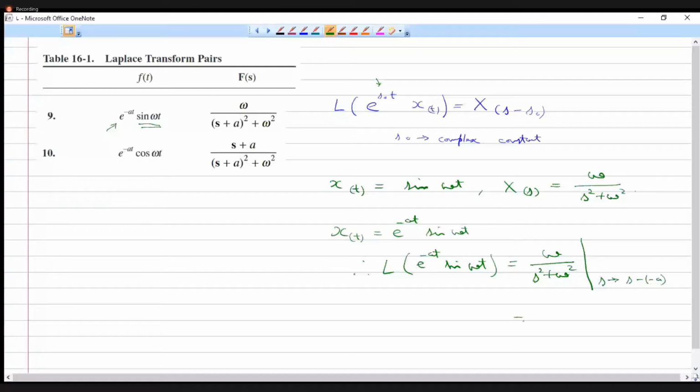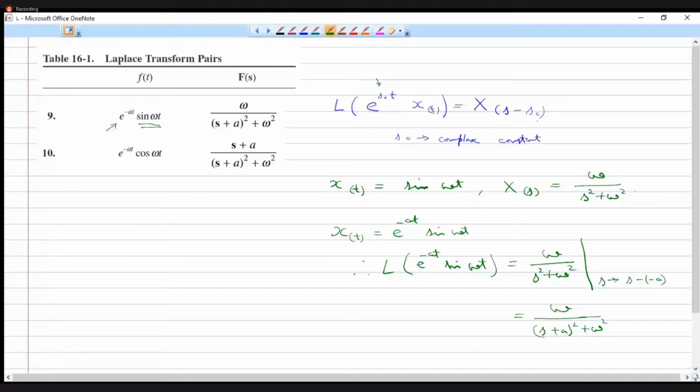So that we will have it equal to omega by (s plus a) the whole square plus omega square. So remember, when we are having e power minus at, here in this property, I have written it as e power s naught into t.